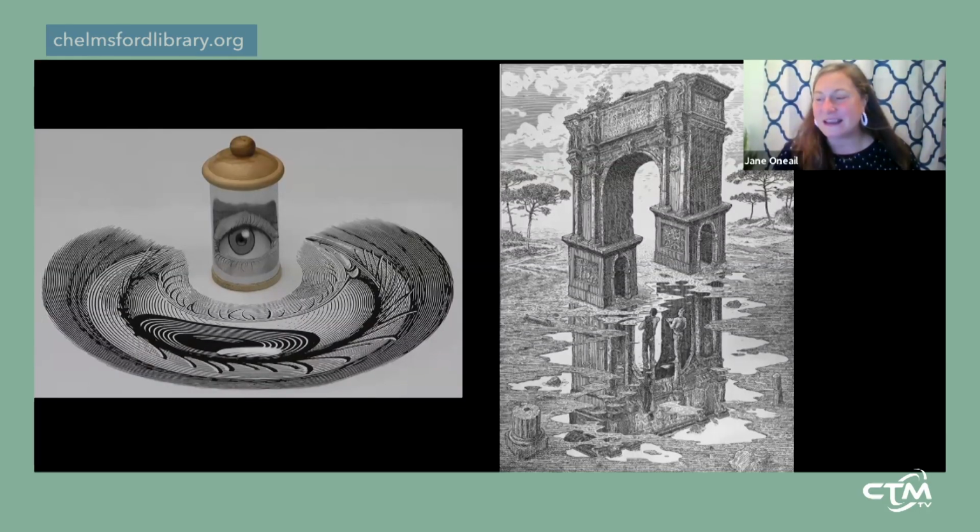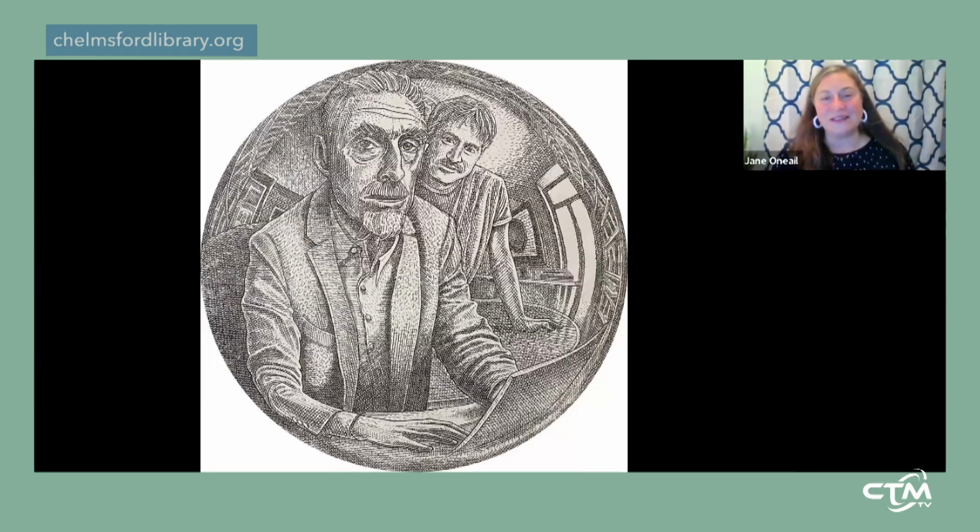So you have this Hungarian artist here. His name is Orolc. I'd be happy to spell that out in the chat for you, but he's working with the idea of eyes and reflections and impossible architecture here. He actually even created a self-portrait in a sphere where he's hanging out over MC Escher's shoulders. So really recognizing whose shoulders he's standing on.